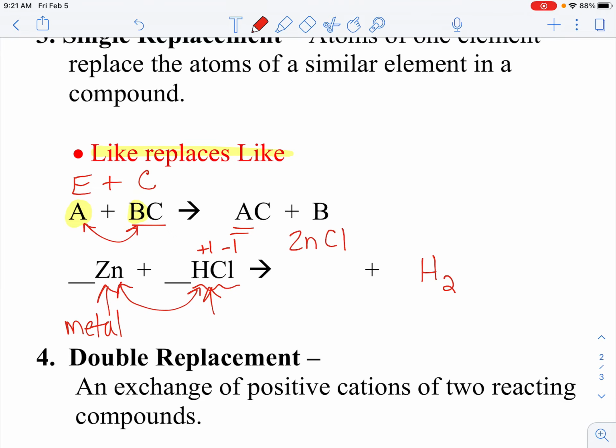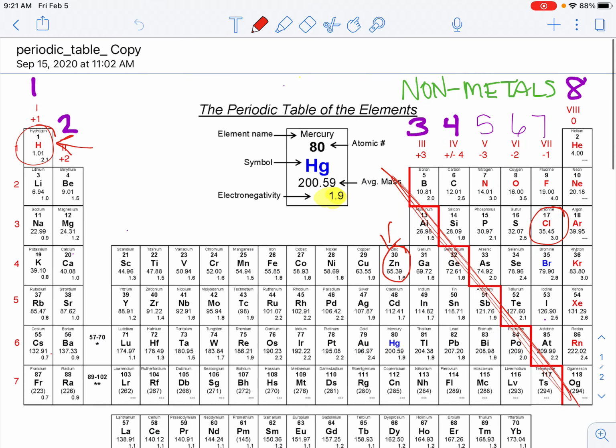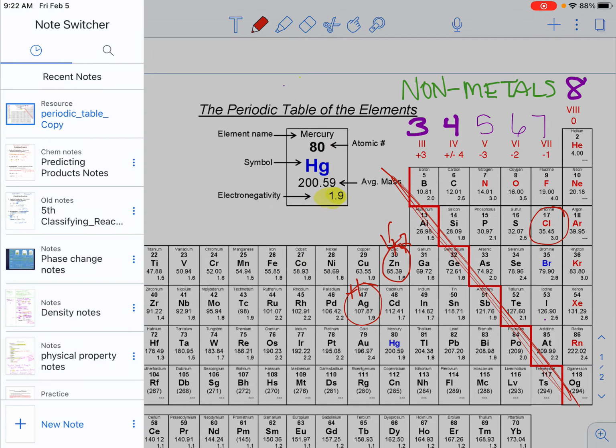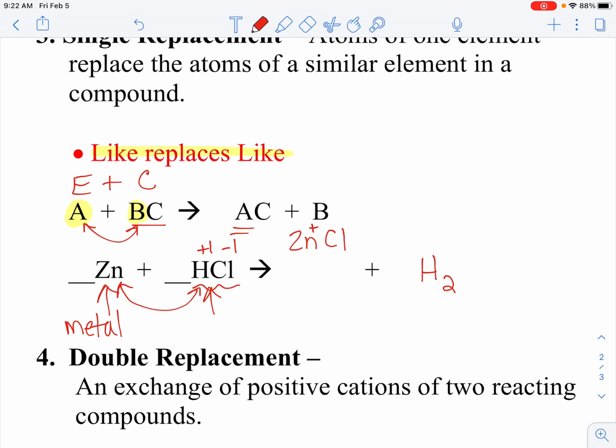So now to write zinc and chlorine, we look at the charges on the periodic table. You might remember silver and zinc are the ones you have to memorize. Zinc is always +2, silver is always +1. So zinc +2.